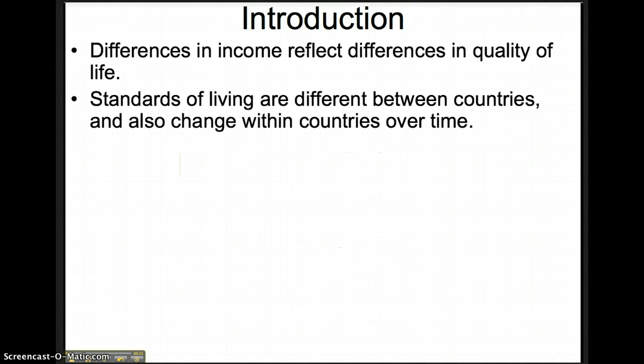Standards of living are different between countries and also change within countries over time. Standard of living is the availability of the basics, food, clothing, and shelter, to the average person. If you've ever traveled outside the United States, you know that people living in South America or Asia have a different standard of living than we do in the United States. Standard of living has also changed greatly in our own country. Think about what it was like to live back during the Industrial Revolution compared to today.